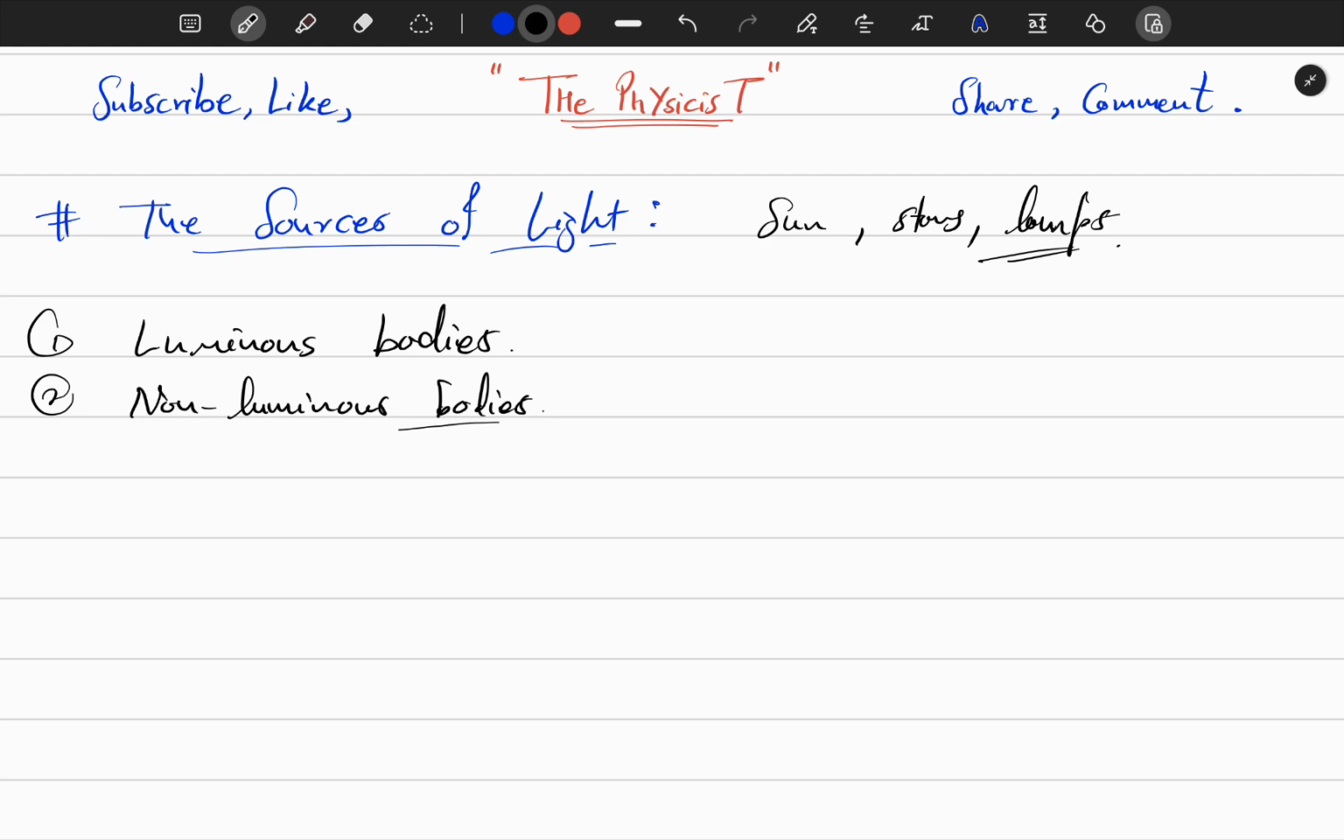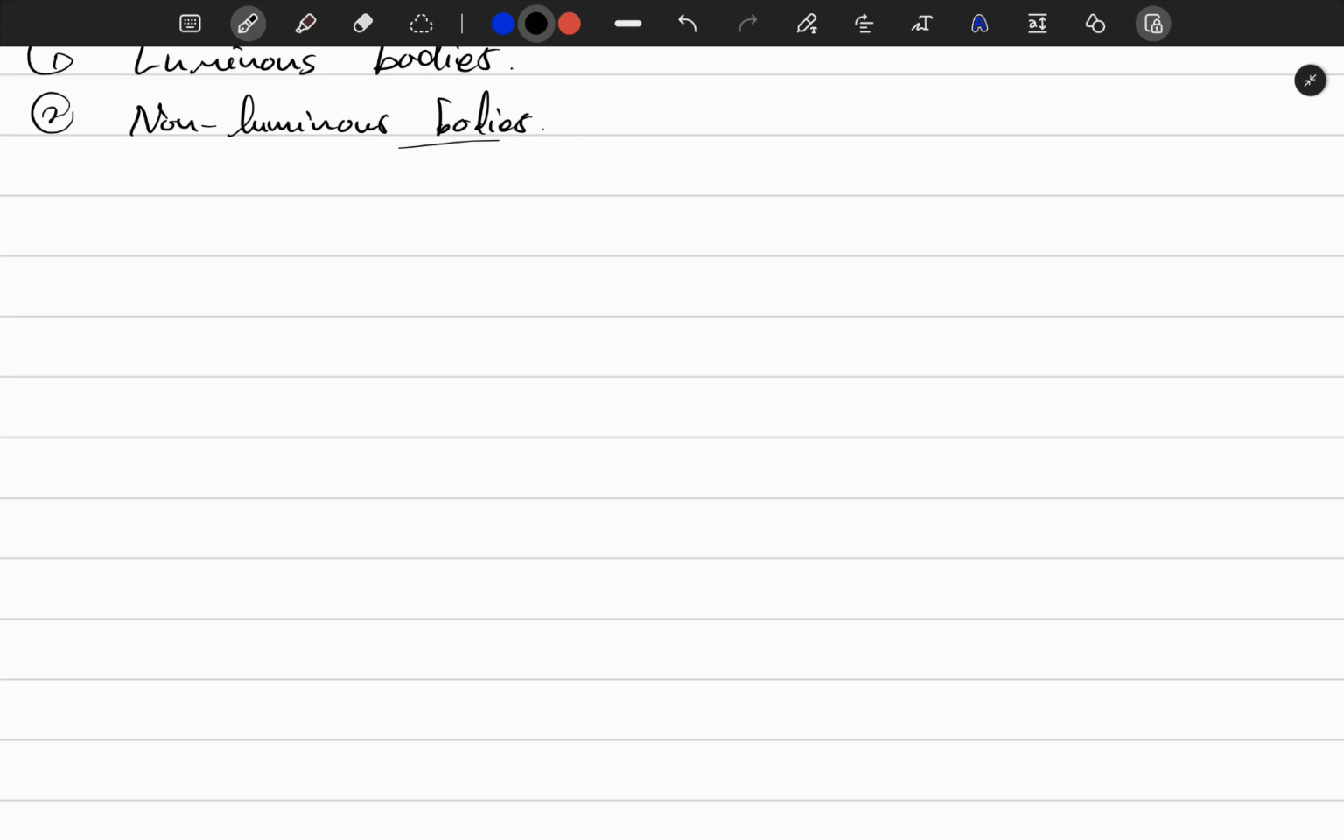For example, the filament inside an electric bulb is non-luminous unless it is heated by an electric current. So it glows and it becomes a luminous object. And we know that bodies emit light at the expense of various kinds of energy. The most common is thermal radiation.